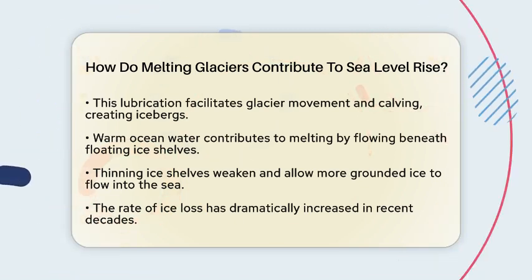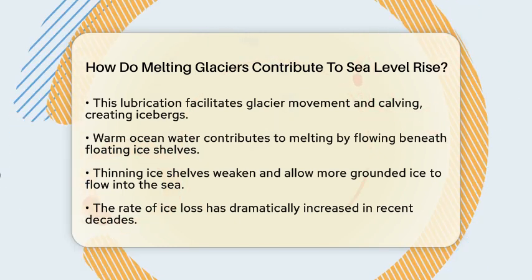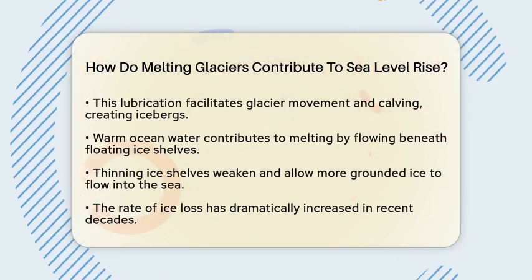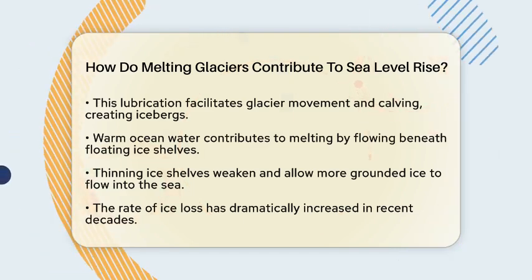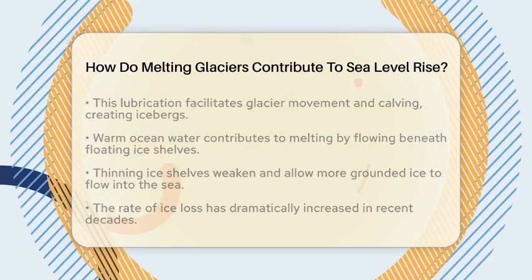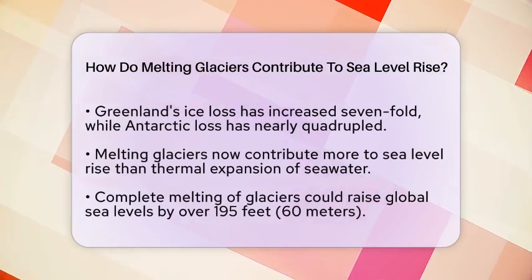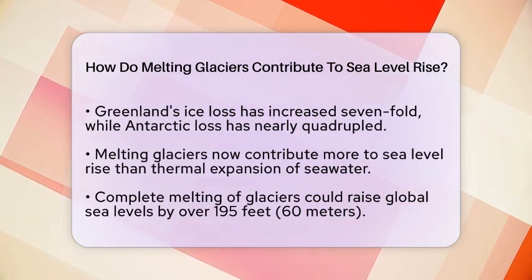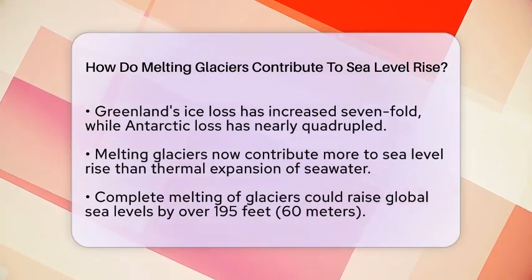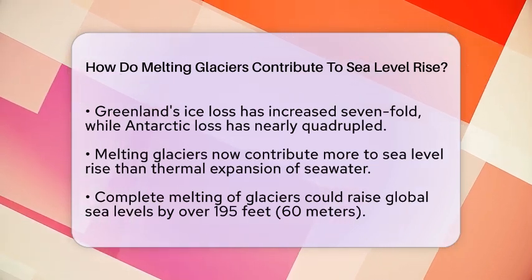The melting of glaciers and ice sheets worldwide is a major contributor to sea level rise. In recent decades, the rate of ice loss has increased dramatically. For instance, the Greenland ice sheet has seen its ice loss increase sevenfold in recent years, while Antarctic ice loss has nearly quadrupled. This rapid melting has caused the contribution to sea level rise from melting ice to surpass that from the thermal expansion of seawater, which occurs as water warms and expands.